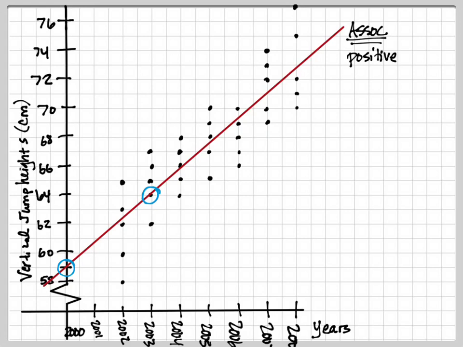So if I want to, I could actually count. I can go up 1, 2, 3, 4, 5. Or is it 5? And I can go over 1, 2, 3, 4, 5, 6. Up 5, over 6. It's rise over run. Mine's about 5/6. Okay?